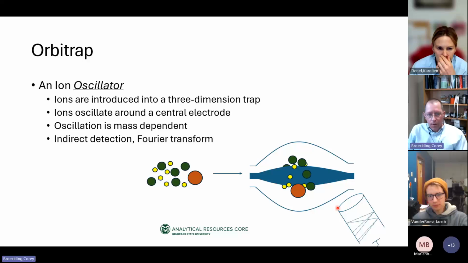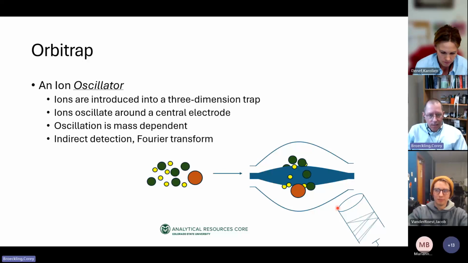An Orbitrap is another very popular high resolving power, high mass accuracy instrument, and it operates a little bit differently. It's actually what I describe as an oscillator. The way this works is you introduce that population of ions into the Orbitrap, and they oscillate around the central electrode. And this is a three-dimensional trap. So imagine sort of the inside of a hollowed-out donut. That's sort of what it would look like on the inside.